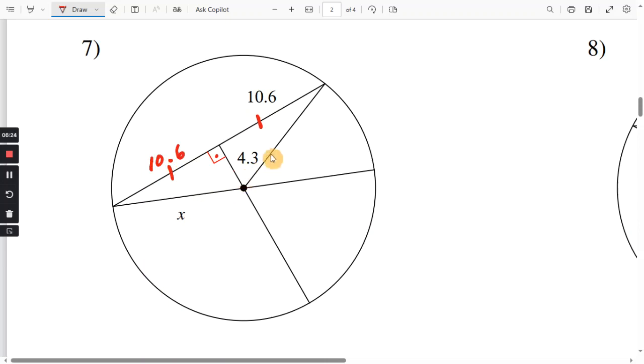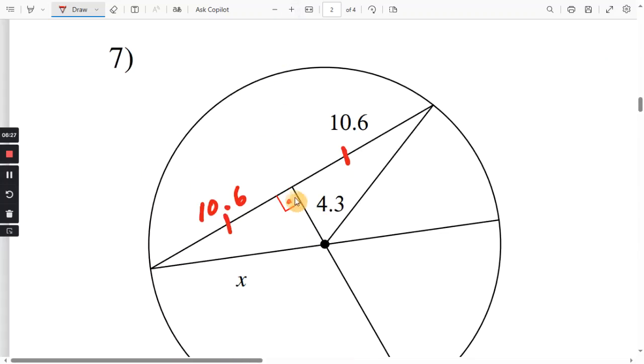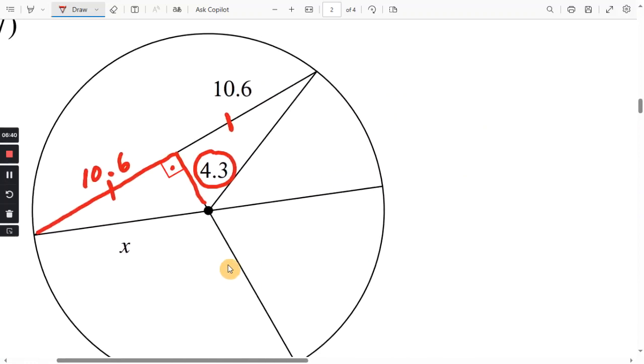Then you can just use the Pythagorean theorem. You see this right here? That's 4.3. This segment right here, that's 10.6. So you're going to have to use a squared plus b squared equals c squared. Which one is your c? Well, c is always across from the right angle. So c is going to be x. If you solve for c, you solve for x. For a and b, it doesn't matter which is which. You can let either a or b equal 10.6. The other one is 4.3. You just do that and solve.